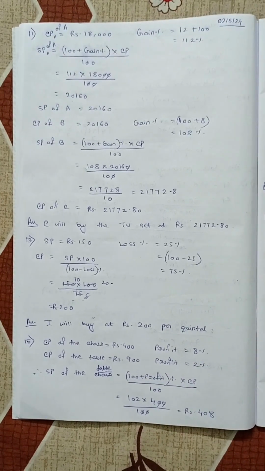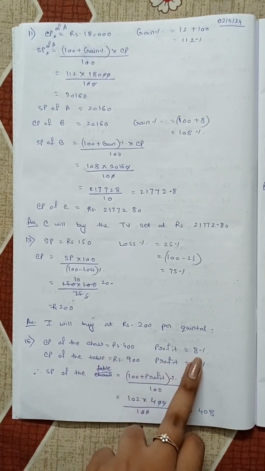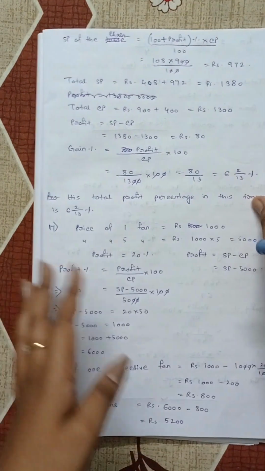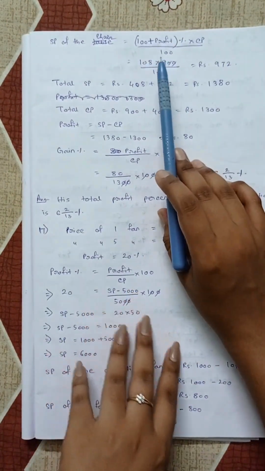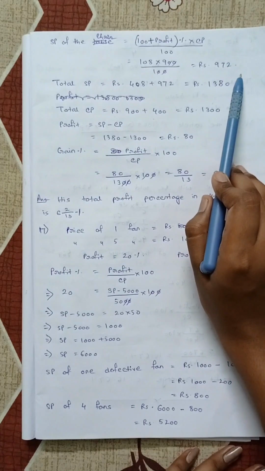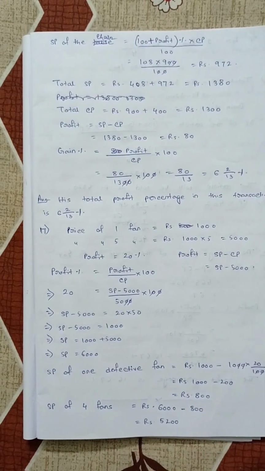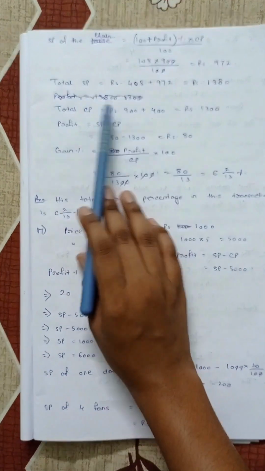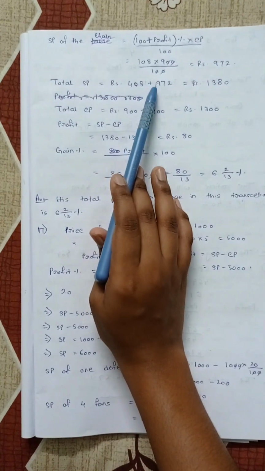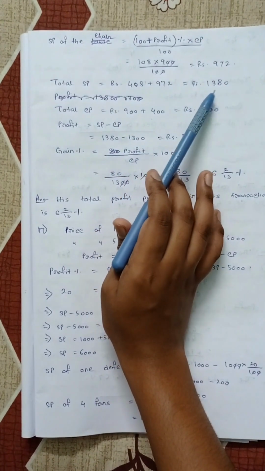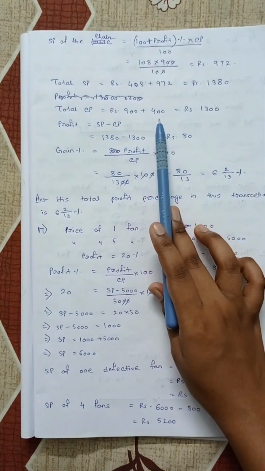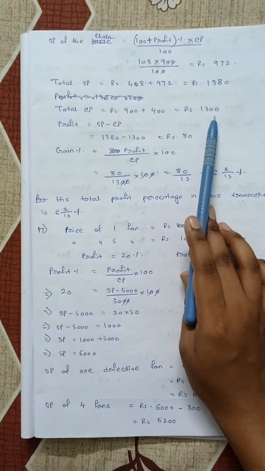And SP of the table is 100 plus profit, that is 100 plus 8. That means 108 multiplied by 900 by 100. Okay. So we will get rupees 972. So from here we get the two SPs. So the total SP and total CP. We have to find total SP, that means 972 plus 408. Okay, that means rupees 1380, and we know the total CP, that is 900 plus 400, that is rupees 1300.